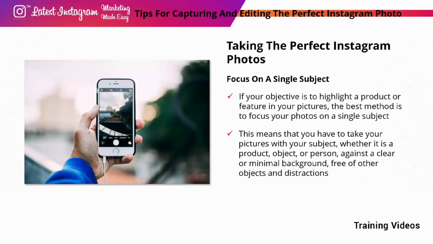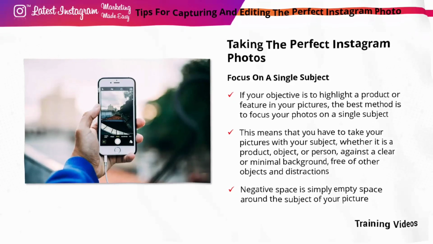A good way to focus your photos on a single subject when you can't use a clear background, or when you prefer to use a natural background for your pictures, is to shoot your pictures against negative space. Negative space is simply empty space around the subject of your picture. You can achieve this by placing your product, object, or person against an empty wall, or inside an empty room.